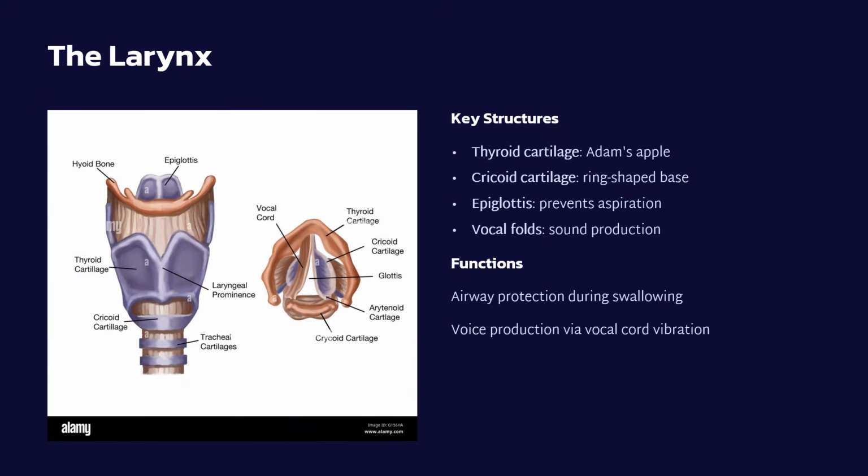Your larynx connects the pharynx to the trachea and protects the lower airways by closing the epiglottis over the glottis during swallowing to prevent food and liquids from entering the lungs. So we have your thyroid cartilage, which is your Adam's apple, your cricoid cartilage, your epiglottis, which prevents aspiration, as I mentioned earlier, and we have your vocal cords, which is for your sound production. So the function of your larynx, it protects your airway during your swallowing.